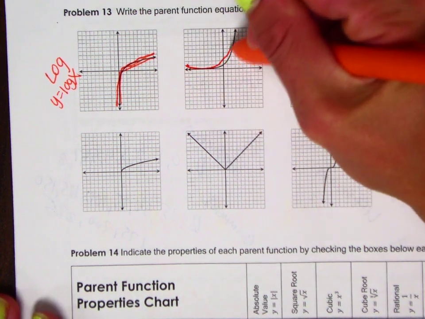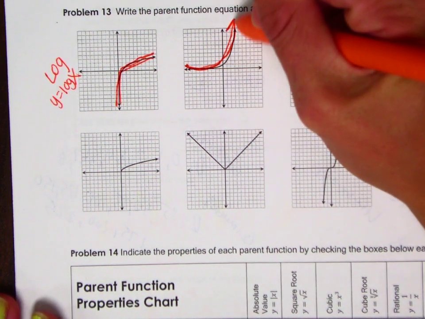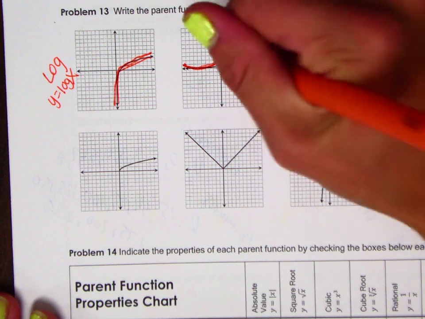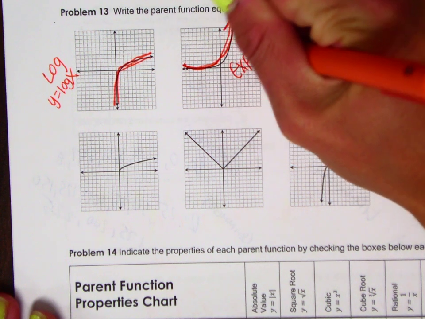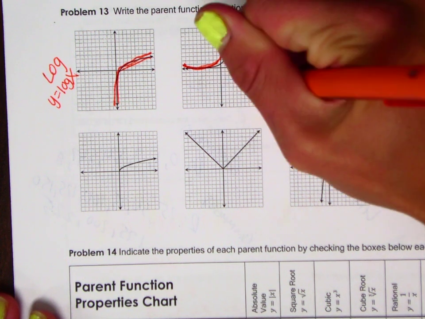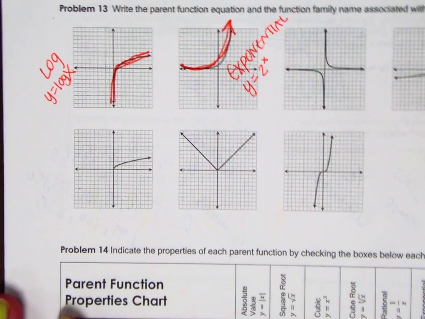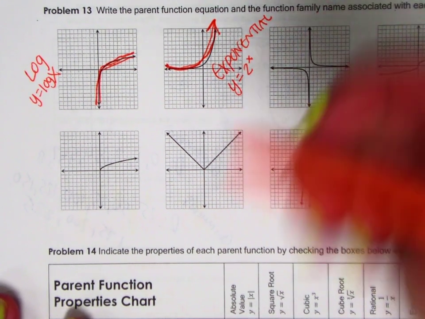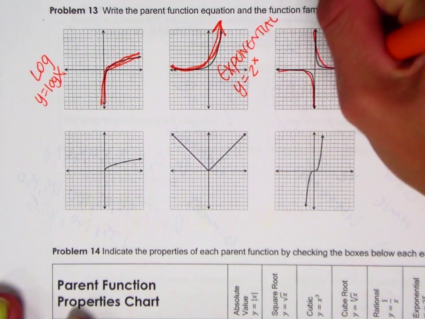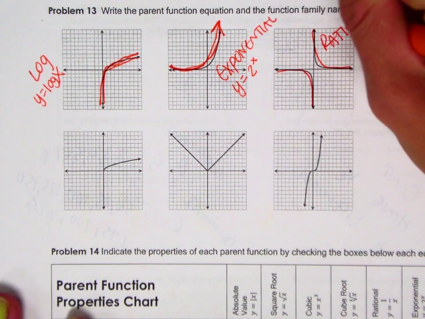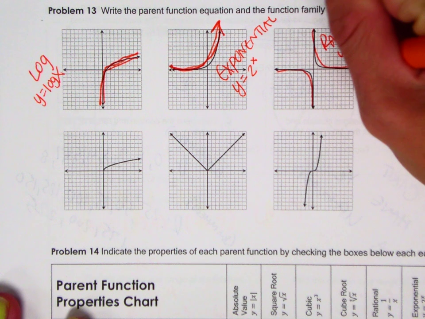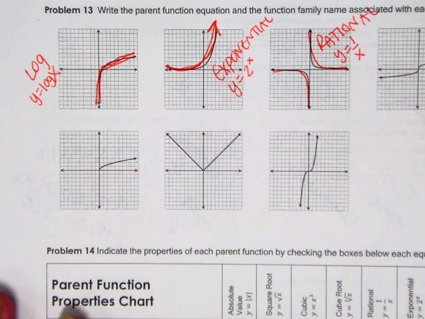This one right here is exponentially going up. It's going up forever and ever and ever. So this guy here is going to be your exponential, which is y equals 2 to the x with x in the exponent. The one with the 2 banana shapes is rational. And that's going to have x on the bottom of the fraction.